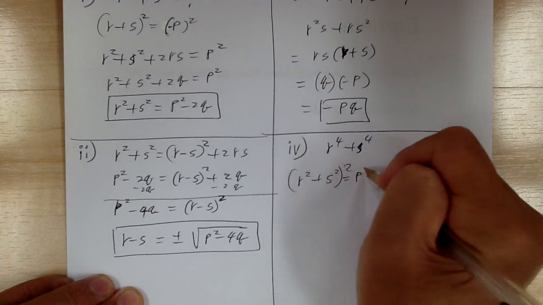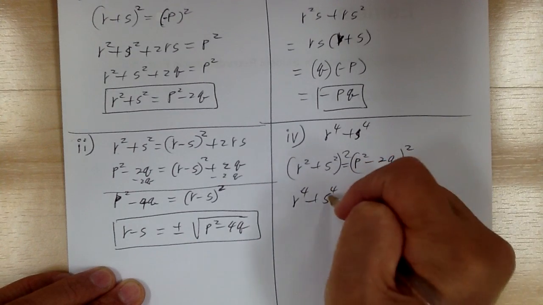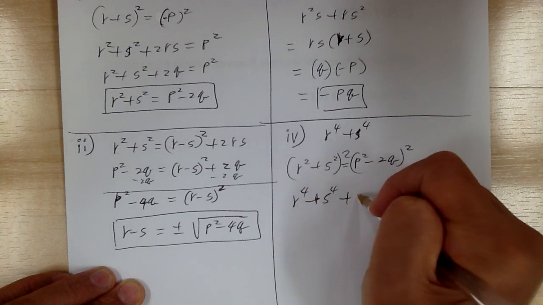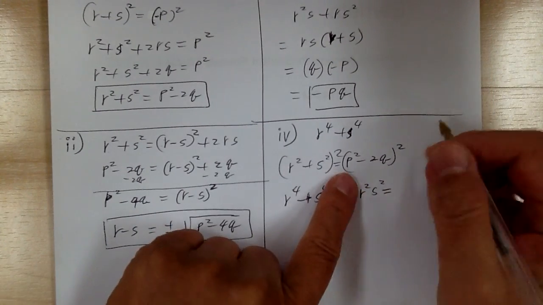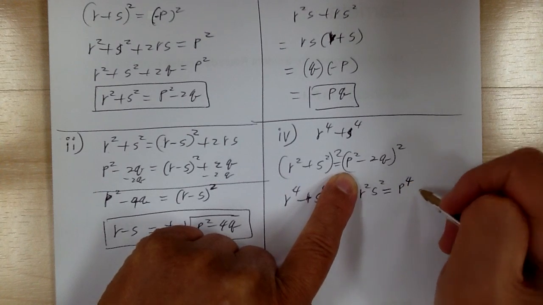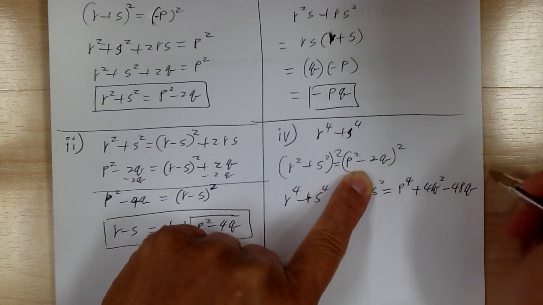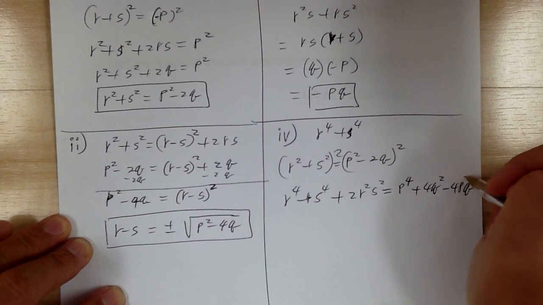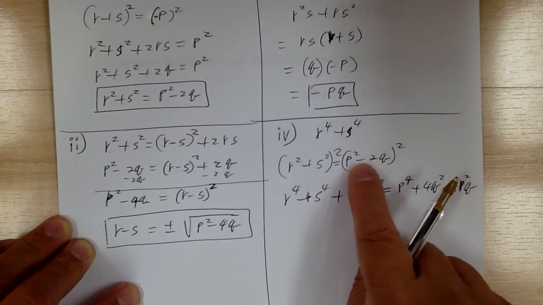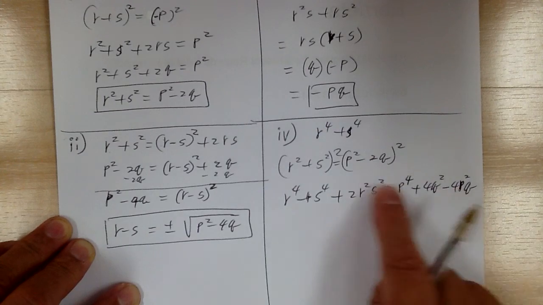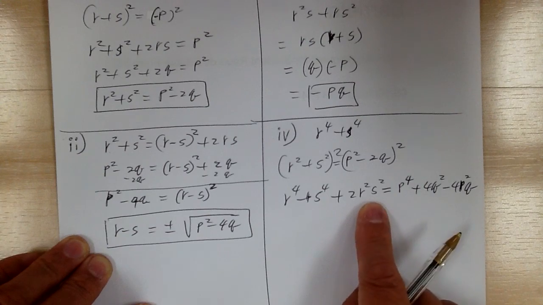Then go and square both sides. So you're going to get r to the 4 plus s to the 4. And the middle term, you just multiply these together, so it'll be plus 2 r squared s squared equal to, you square that, you get p to the 4 plus 4q squared minus 4p squared q. Okay, so double check. So sign is negative, number 2 times 2 is 4, alphabet, okay. And this is what we need, so we need to find what this is.